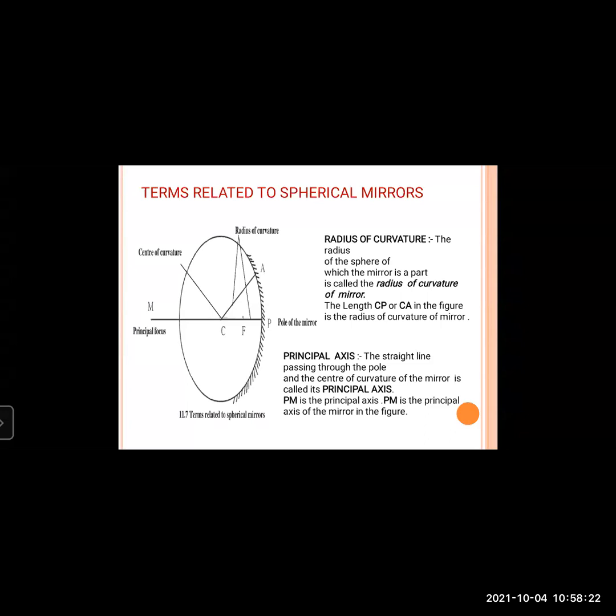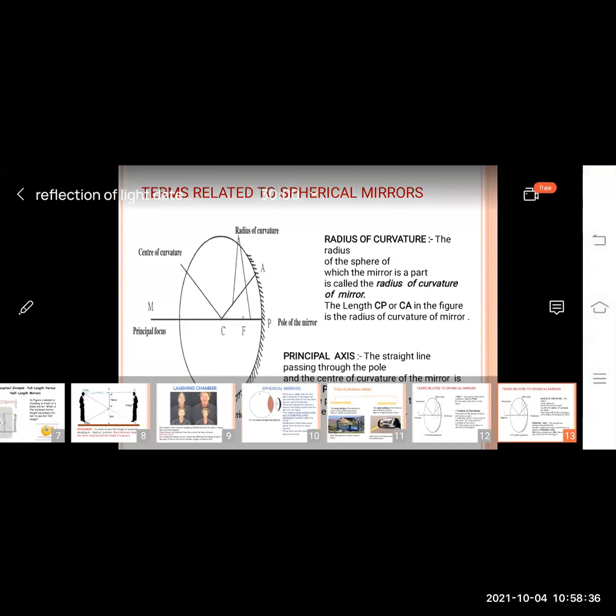Principal axis: the straight line passing through the pole and the center of curvature of the mirror is called the principal axis. So PM is the principal axis. PM is the principal axis of the mirror in the figure.